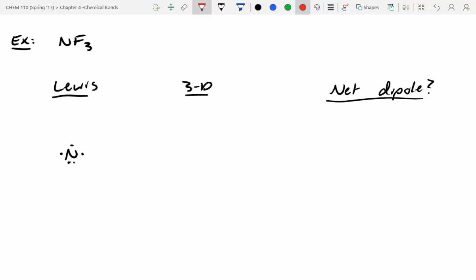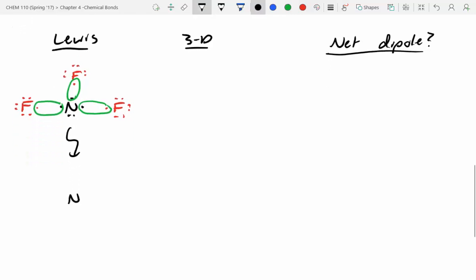And I'll do fluorines again in red. We said that they have 7 valence electrons. Oops, that should be an F, not an N. Okay, so when we go to pair up the unpaired electrons, you can redraw this as a cleaner Lewis structure. Remember with Lewis structures to include all of your lone pairs. The lone pairs are important.